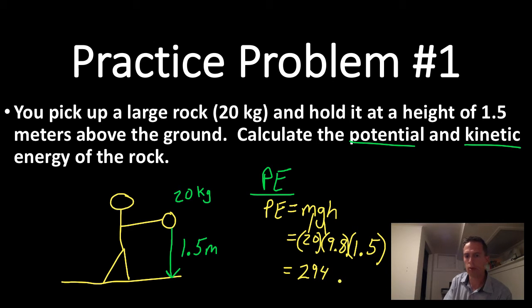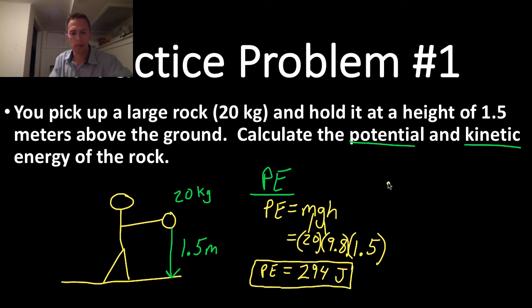Now let's talk about units. This is an energy value. And like we've gone over in class, the energy is always given in joules. And so your potential energy would be equal to 294 joules. Now let's find its kinetic energy because it wanted that as well.